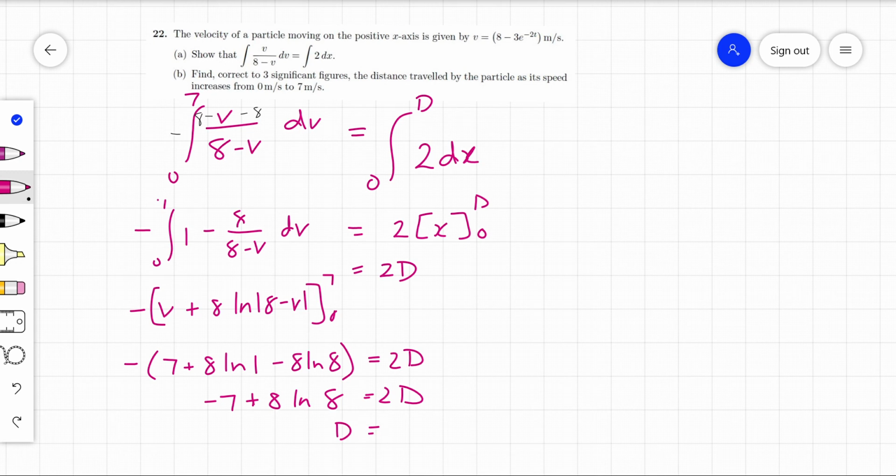So what does our d equal? It equals half of that, so we get 4 ln 8 minus 7 on 2 if we want the exact answer, or put that in the calculator. We get 4.82 meters approximately.